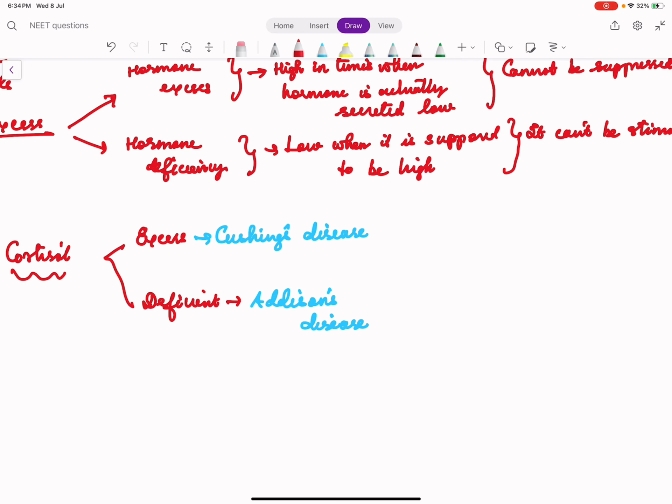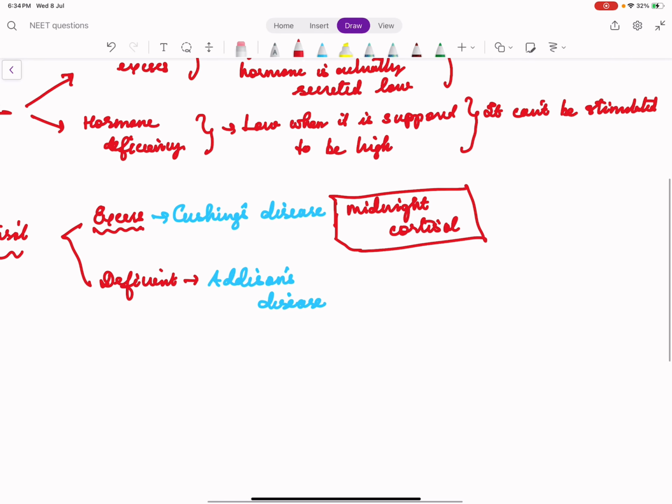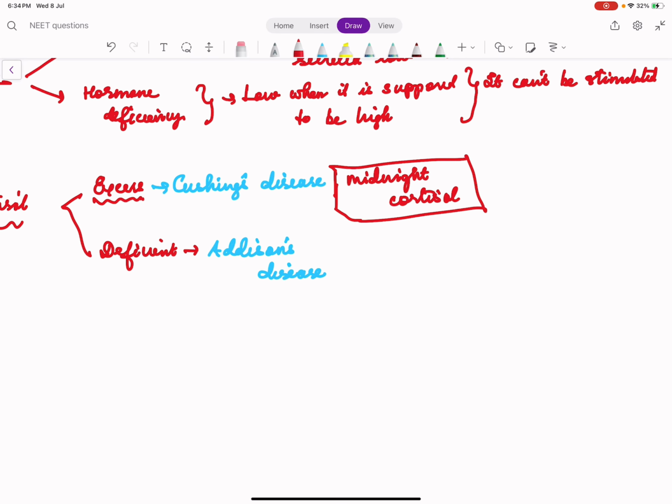So to suspect Cushing syndrome, there should be cortisol excess at times when it is supposed to be low, which means midnight cortisol is the test used to suspect Cushing's disease. It is like a screening test. Similarly, to suspect Addison's disease, cortisol has to be low at times when it is high, which means 8 a.m. cortisol has to be low to suspect Addison's disease.